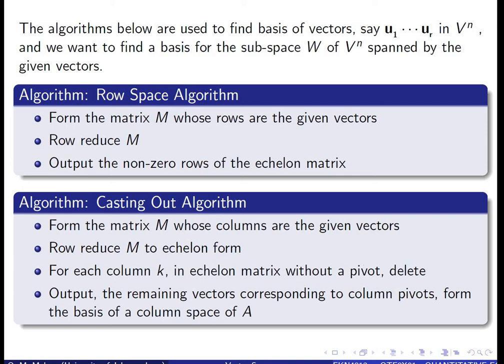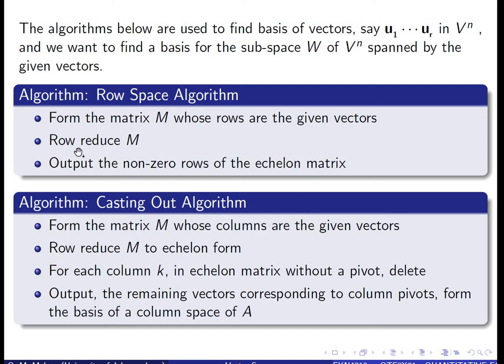And then we have the casting out algorithm. In the casting out algorithm, you also form the matrix whose columns are the given vectors, and you row reduce M to echelon form. For each column K in the echelon matrix without a pivot, you delete that one. The output is the remaining vectors corresponding to column pivots. All the columns with pivots in them form the basis of a column space.